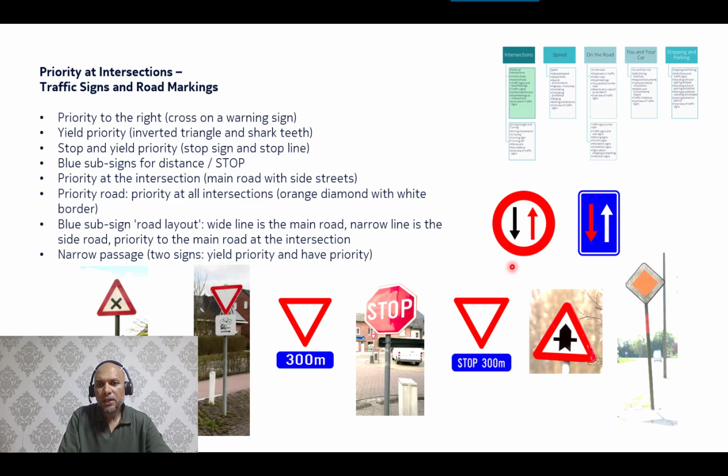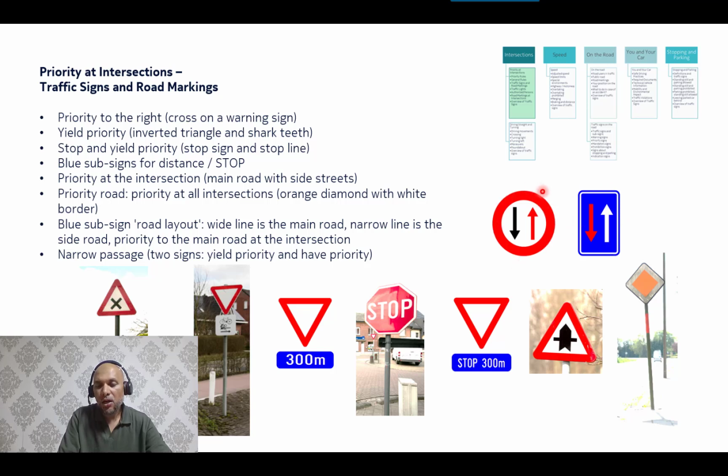Okay, and finally we come to the narrow passage road markings. As you see, for a narrow passage there are two signs, one is give priority and the second one is have priority. So when you're crossing a narrow road, let's say where two vehicles cannot cross at the same time, there you will see these two signs put up. On one side there will be one of these signs, on the other side there is the other sign. So if you see this sign, the opposite traffic will see this sign. If you see this sign, the opposite traffic will see this sign.